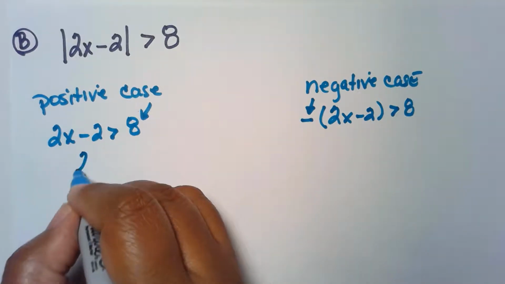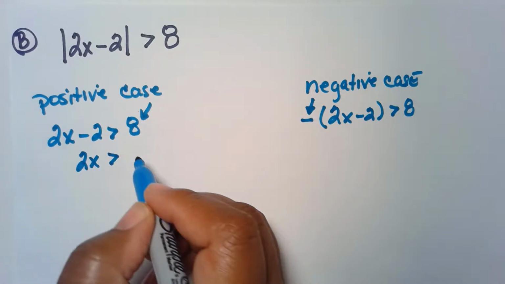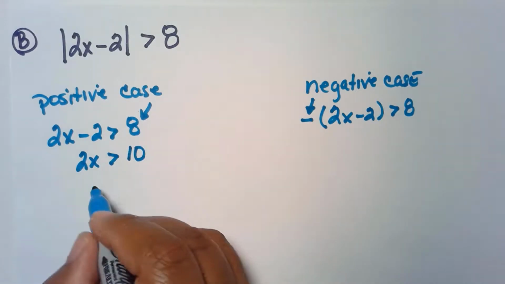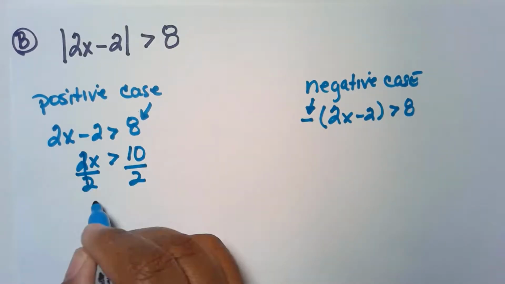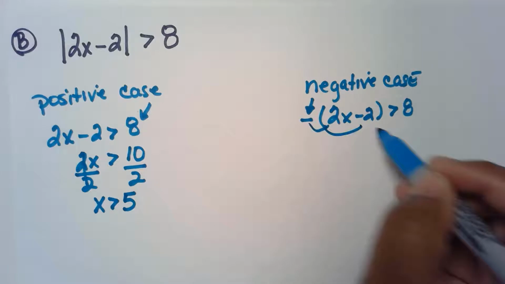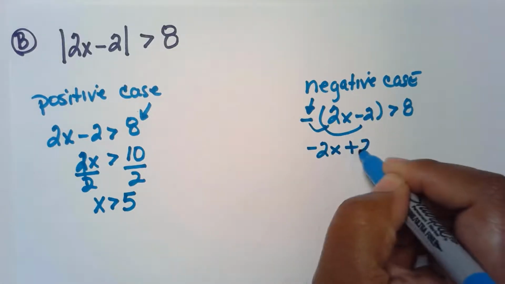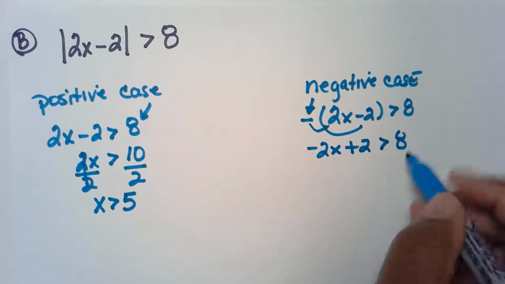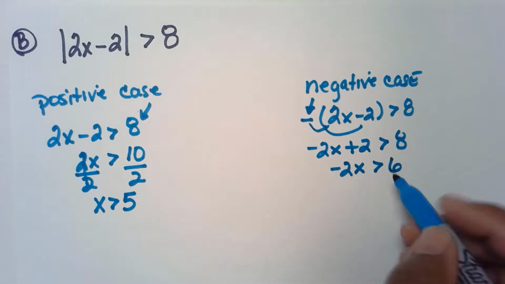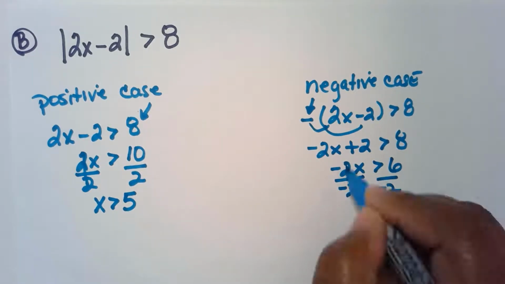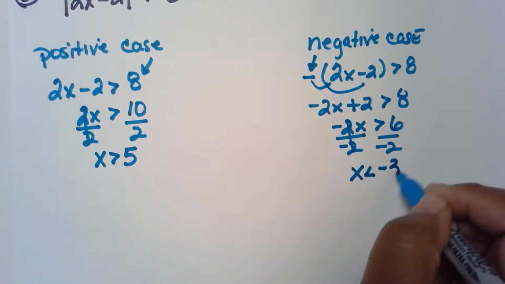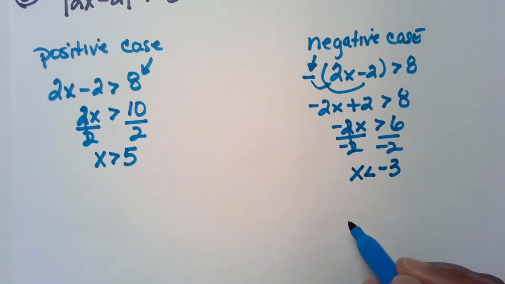So let's add 2. We have 2x is greater than 10. Then divide by 2. We have x is greater than 5. Negative case, let's distribute the negative sign. We have negative 2x plus 2 is greater than 8. We subtract 2 from both sides. That gives us negative 2x is greater than 6. And we divide by negative 2. Remember, when we divide by a negative number, we reverse the inequality. So we have x is less than negative 3.